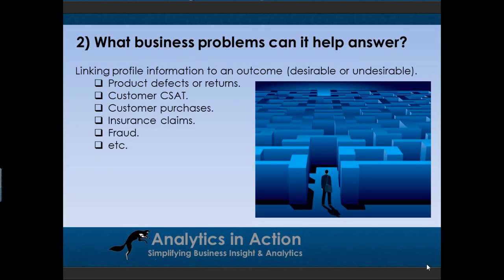In terms of why you'd want to use the Key Influencer tool, it can help answer a number of topical business issues. As mentioned before, it's about linking profile information to an outcome, and that outcome may be either desirable or undesirable. So it can identify the profile of products that are returned or have problems with them. It can identify the profile of, say, a training session which has low customer satisfaction results, or it can predict the products that customers are most likely to purchase based on their profile, the probability of a customer making an insurance claim, or even fraud. So there's a broad range of applications for this tool.